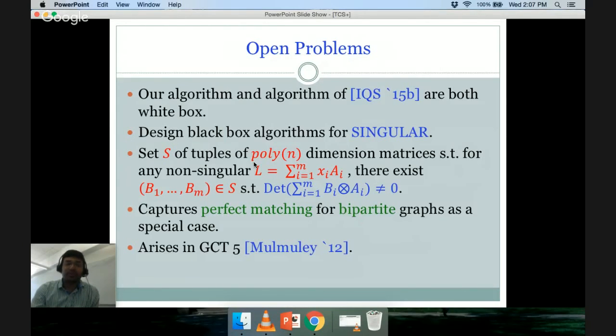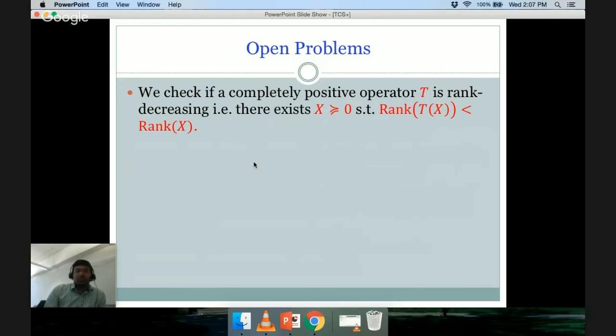Okay, so the next open problem is about checking rank decreasing. I didn't define this. What our algorithm is doing is checking if a completely positive operator is rank decreasing. What does that mean? There exists a PSD X such that T decreases the rank of X, that is, the rank of T(X) is smaller than the rank of X. It's not hard to see that this property is exactly the same as checking for shrunk subspaces.